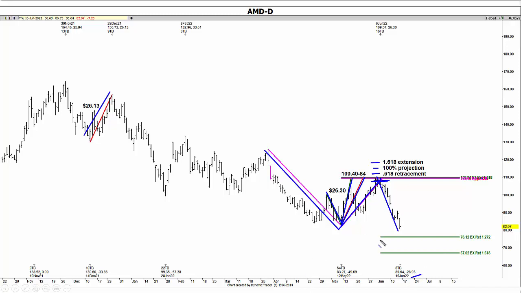Now typically the target's going to be here, but we don't always meet our target, so typically if you get involved in a trade, don't assume that you're going to get that target. Just trail stops down as you go, just in case we don't meet the target.